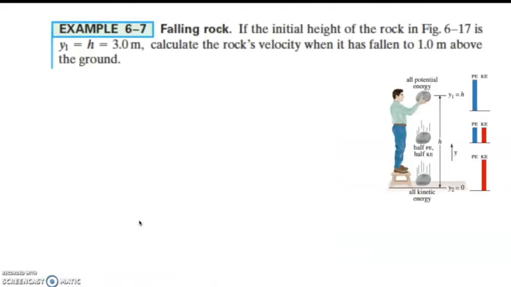So here's some examples. A falling rock. If the initial height of the rock is 3 meters, so up here is 3 meters, what is the rock's velocity when it is 1 meter above the ground? So somewhere in here, okay? And we just use energy to solve that. Do it now.